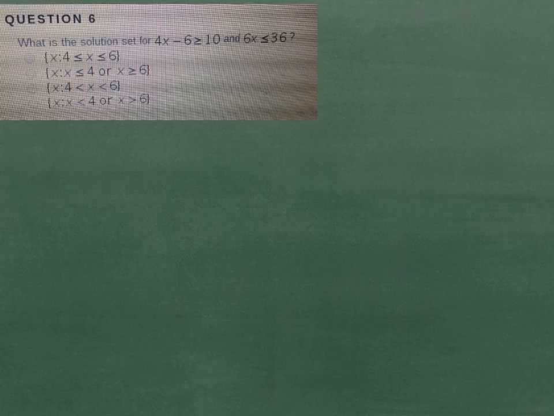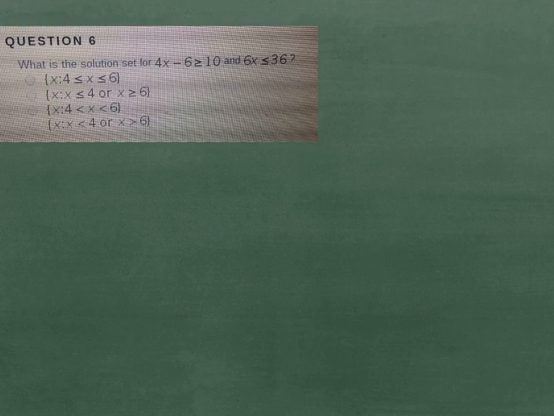Question number 6. What is the solution set for this problem? So this problem's a little different. I'll show you what I mean. So I have 4x minus 6 greater than or equal to 10. But then it says the word and.